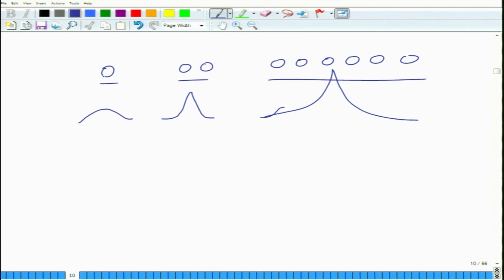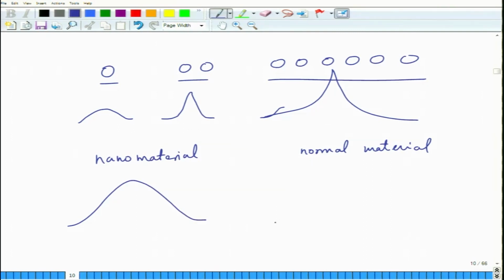So, the size of the atom does not matter, the size of the atom is nearly the same as the wavelength of diffraction. But that is what you see. If you have a nanomaterial and if you have a normal material, a nanomaterial gives you a diffraction pattern which has a broad peak, but the normal material gives you a sharp peak. So, this is the difference: this is basically the number of slits. The number of slits are increasing.